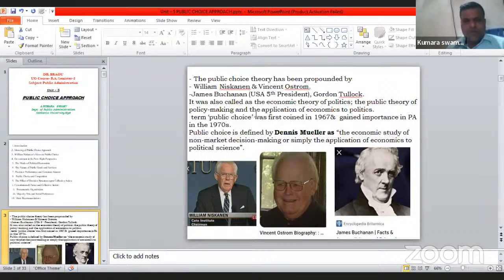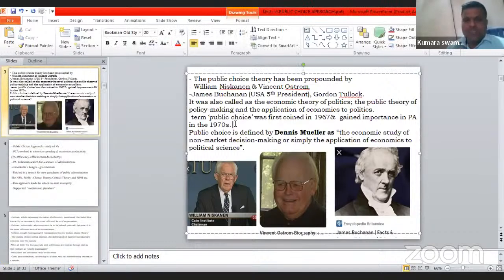James Buchanan is also one of the prominent persons who developed the public choice approach in public administration. Whenever you talk about the public choice approach, it is called an economic theory of politics, a theory of policy making and the application of economics to politics. So this approach is focused on various aspects, like governmental aspects. It mainly focuses on reducing the budget and looking at productivity.